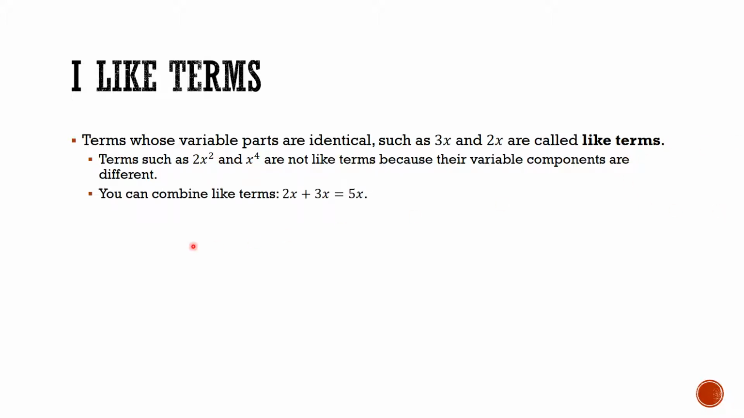So if you have like terms, you can combine them. We've talked about combining like terms before. So 2x plus 3x is 5x. With 2x squared plus x to the fourth, that's all you can do. You cannot combine those at all. You just leave it as 2x squared plus x to the fourth.